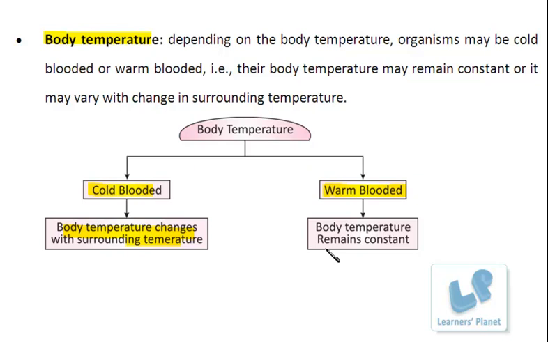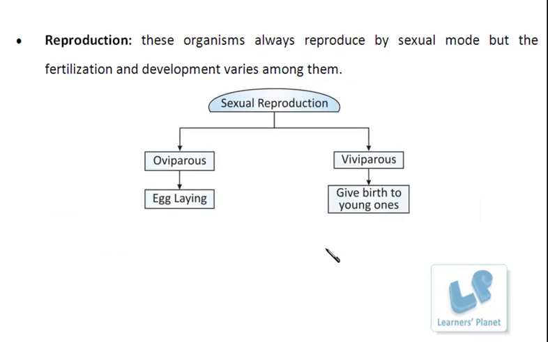The next property is reproduction. These organisms are always reproducing by the sexual mode, that means by the fusion of the gametes, right? And in these organisms, they can be further divided again, depending on whether the fertilization is taking place inside the female's body or outside the female's body. You have studied about these points, the internal fertilization and the external fertilization, right? So it depends on where the fertilization is taking place.